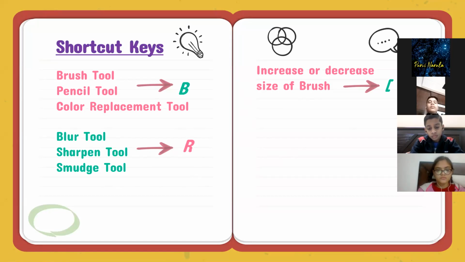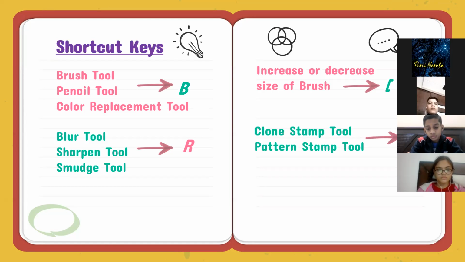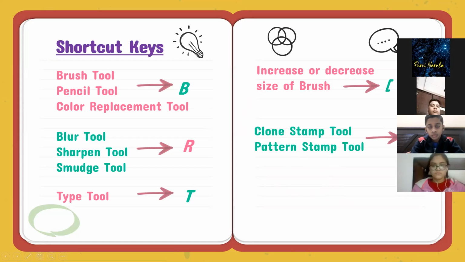Okay. Next is clone stamp tool and pattern stamp tool. Clone stamp tool, I told you, is to make the cloning of the image, to duplicate the parts of image. Pattern stamp tool is to fill some pattern in an image. And the shortcut key for both is S. That means the last used tool will be selected by using the shortcut key.